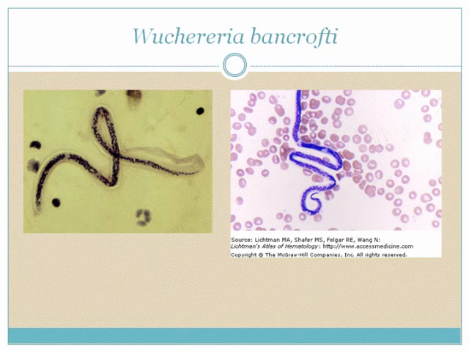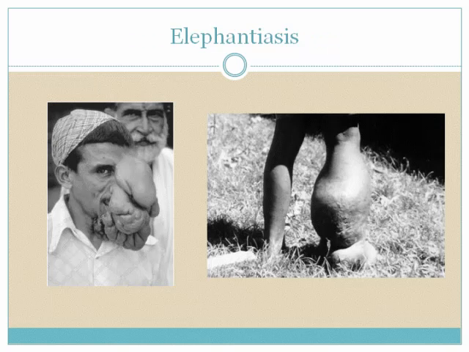Wuchereria bancrofti has a sheath. It's a little bit more difficult to see in the stained blood smear here, but it's on the outer edge of the organism. And the sheath has nuclei that extend to the tip of the tail. That's how you can tell the difference between this and other filarial forms. Here's a picture of elephantiasis caused by the filarial parasite.